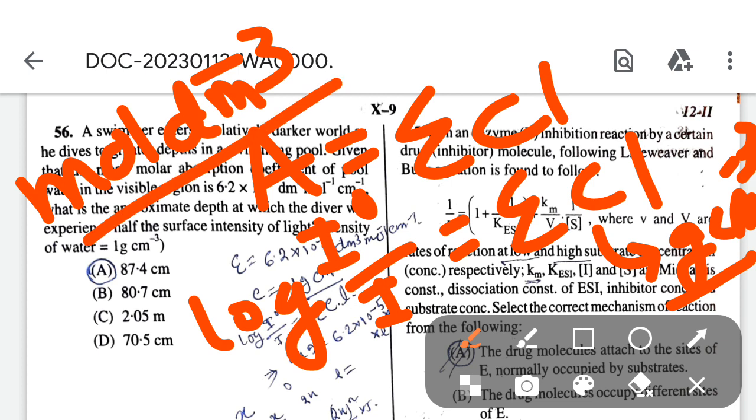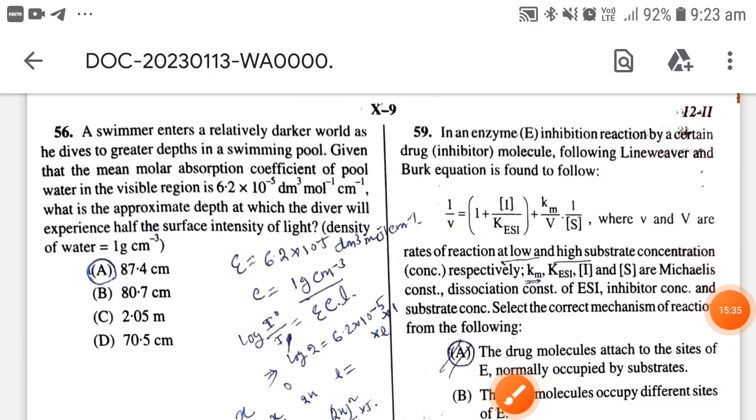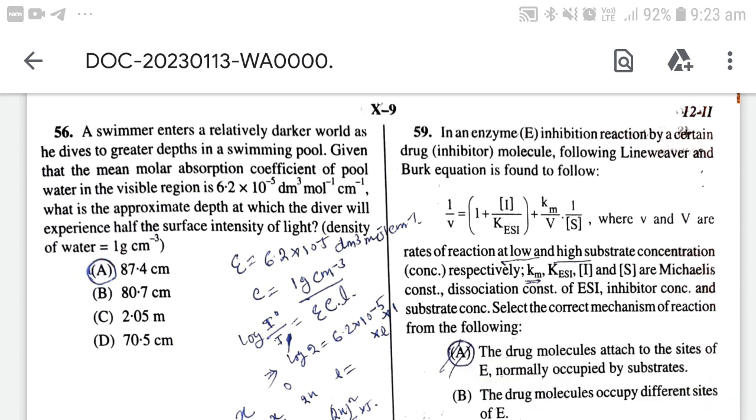This conversion we will get, and here the intensity is given, that is half of I0. If we put this value, we will get the answer, that is option A.